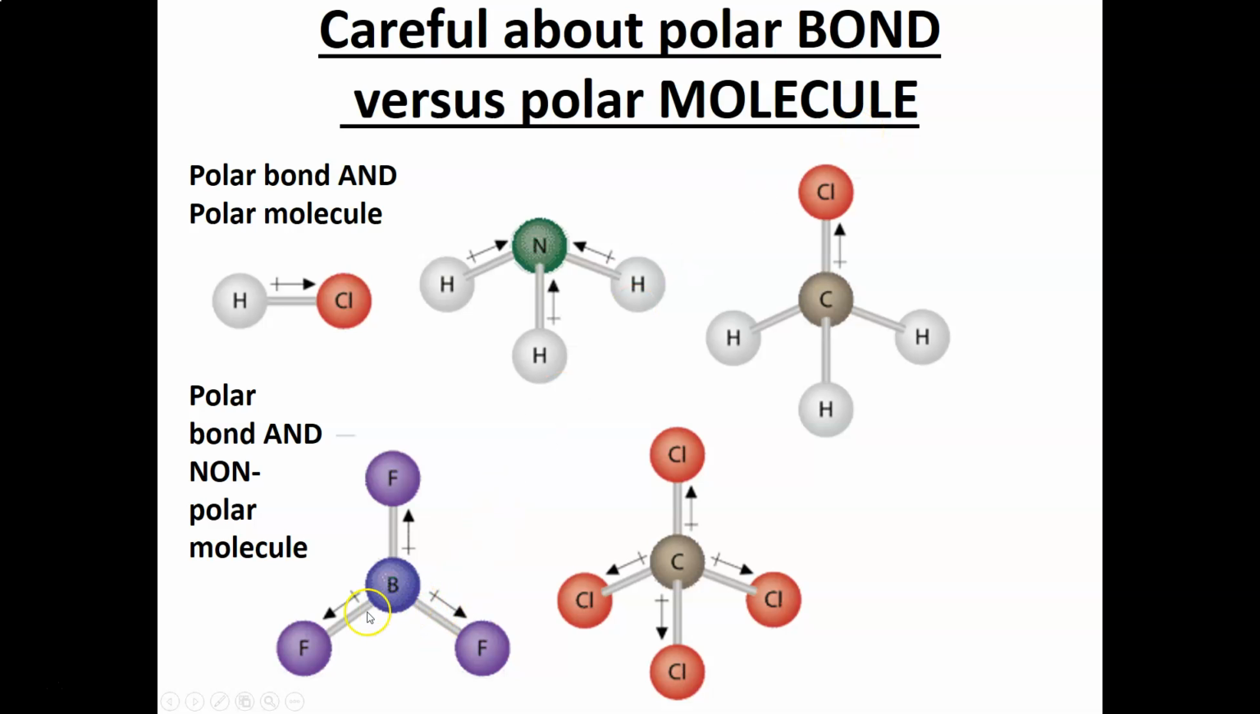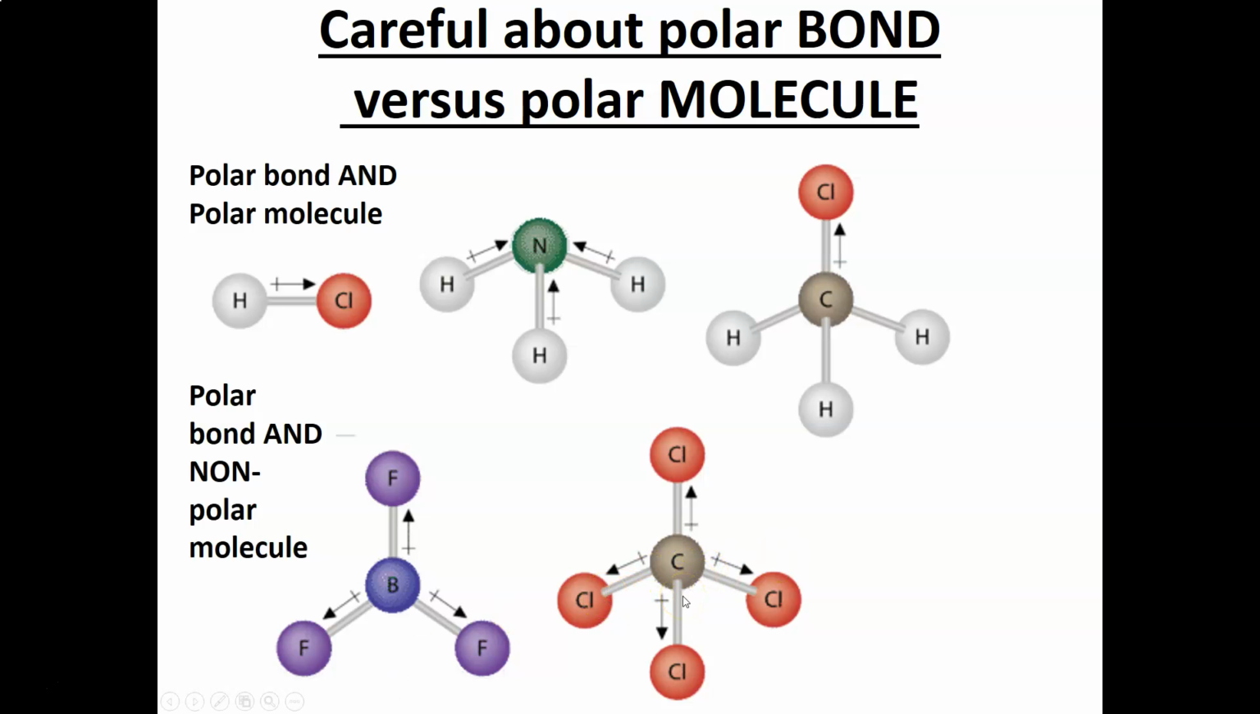Down here, BF3, well, fluorine's very electronegative, so it's going to pull the electron density towards the outside. This bond is polar, but because the top and the sides and the bottom all end up very symmetrically distributed, even though it's heavier on the outside, it's uniform, right? If I were to flip this molecule over, it would look the same. So the molecule is nonpolar.